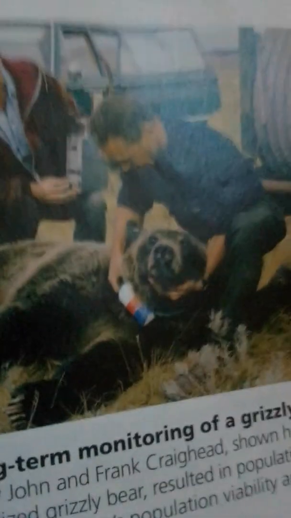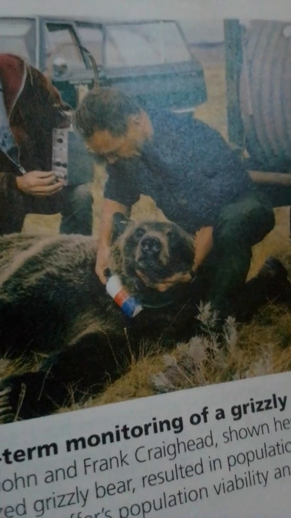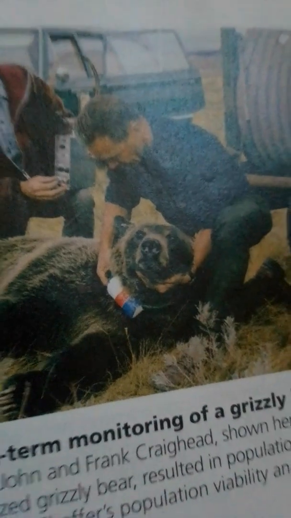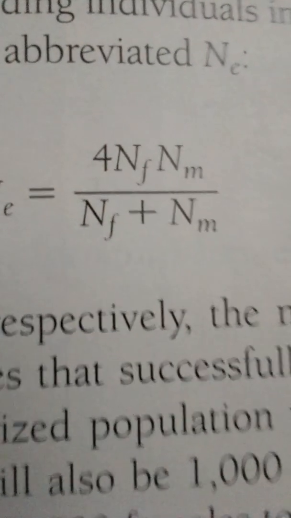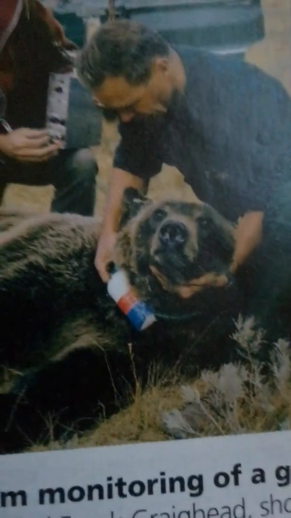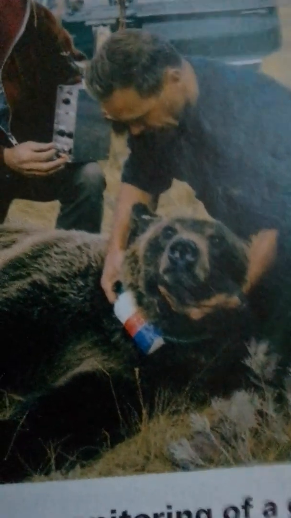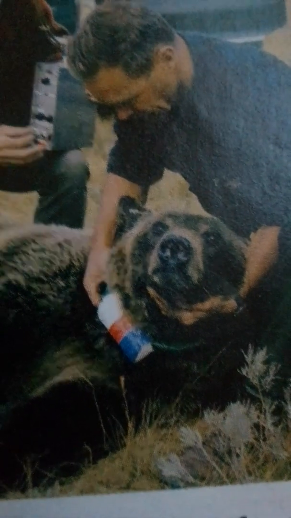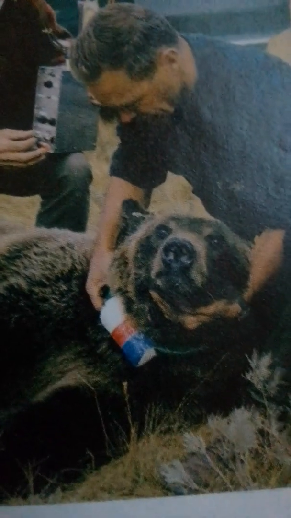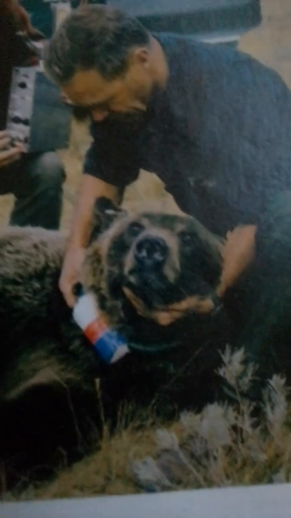The following formula incorporates the sex ratio of breeding individuals into the estimate of effective population size, abbreviated by Ne. Notice that Ne = 4 Nf Nm / (Nf + Nm), where F means female and M means male, and Nf and Nm are respectively the number of females and number of males that successfully breed. Applying this formula to an idealized population whose total size is 1,000 individuals, Ne will also be 1,000 if every individual breeds and the sex ratio is 500 females to 500 males.